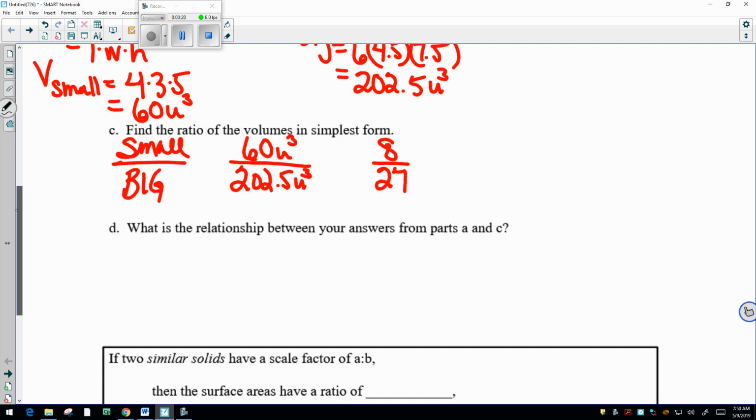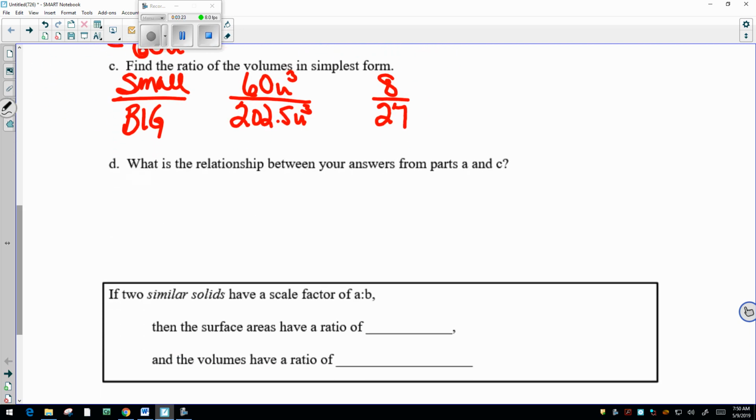Okay, so there's got to be a connection. It says the relationship between our answers from part A and part C. Well, the answer from A, our side ratios, were 2/3. And the ratio from C, we just found, was 8/27. So if we take a look at our side ratio, how can I make that 2 and the 3 turn into an 8 and a 27? I take our sides and cube them, 2 cubed and 3 cubed. So 2 cubed is really going to be our 8. 3 cubed is really going to be 27.